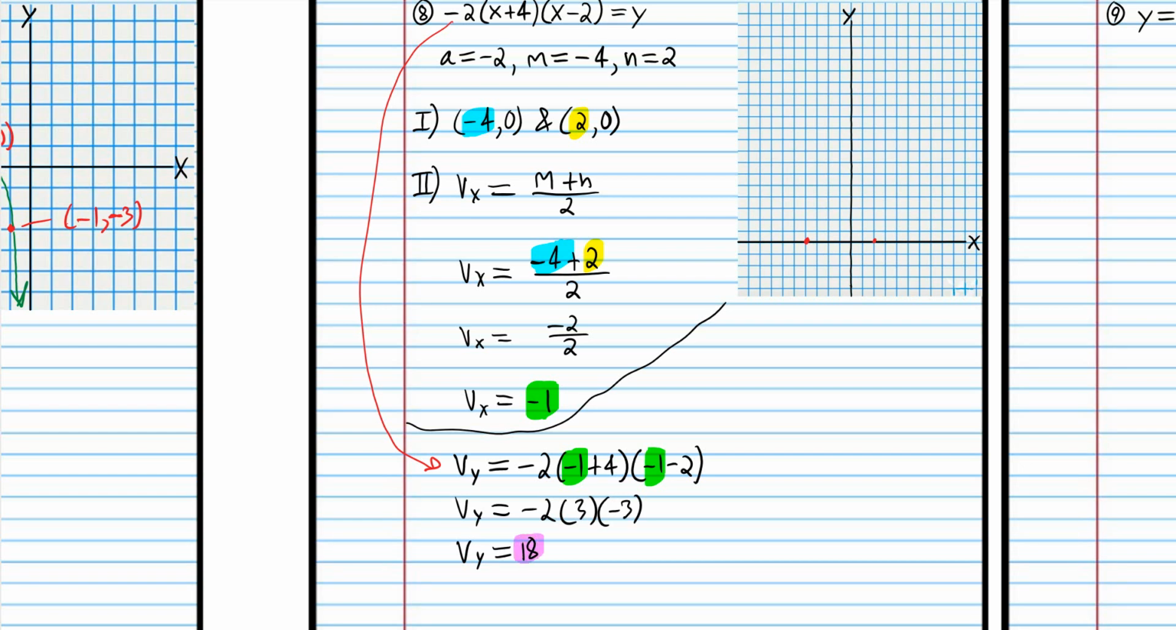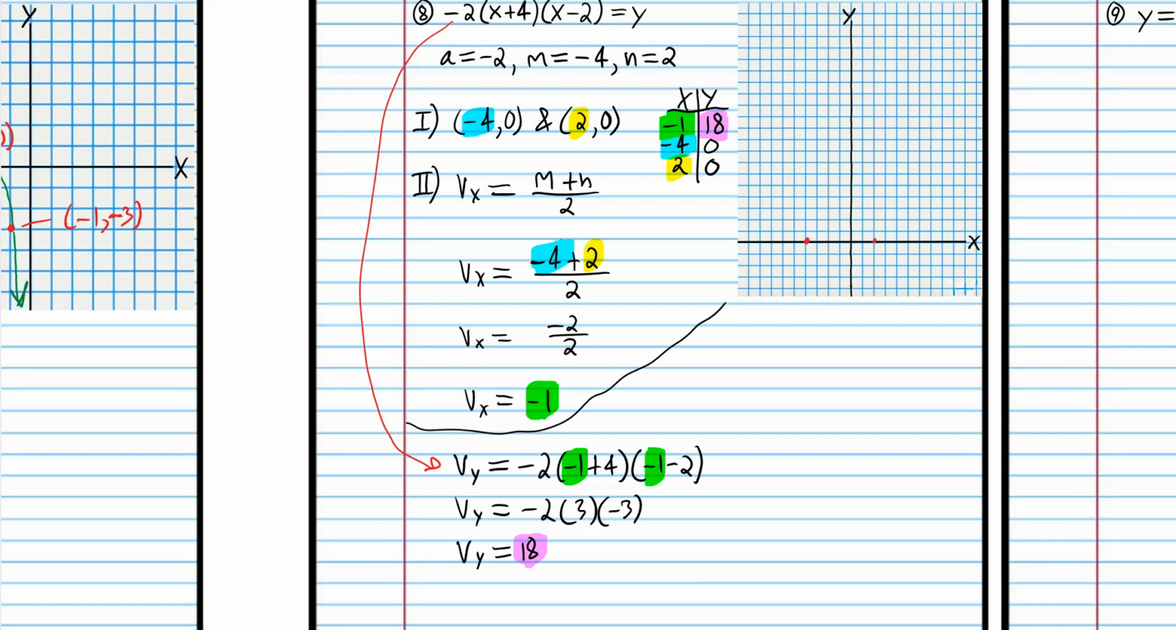So now let's make a table to keep track of the points that we're going to graph. I'll put the table here, and the most important point, the vertex, is negative 1, 18. And we've also got the x-intercepts, negative 4, 0, and 2, 0.